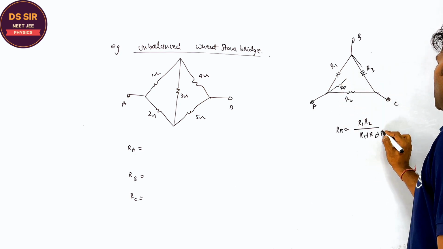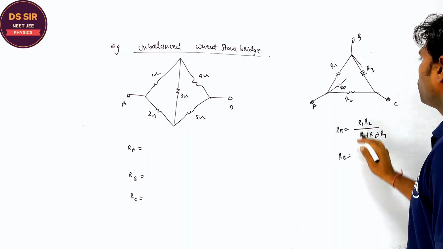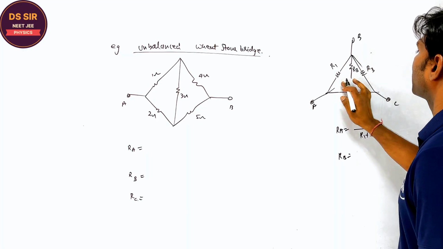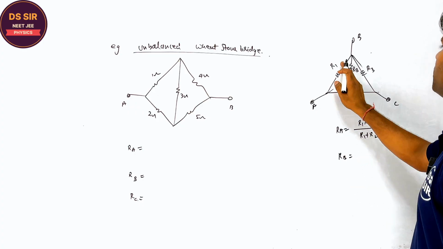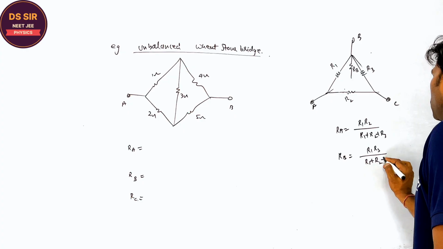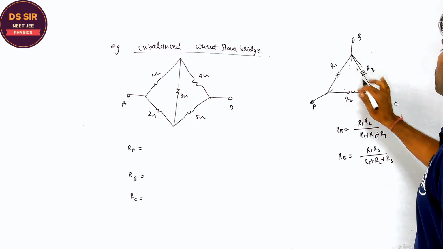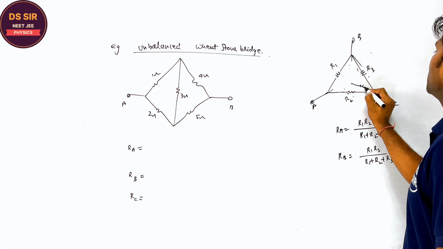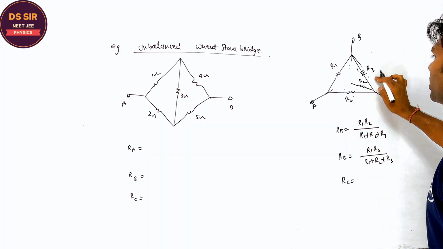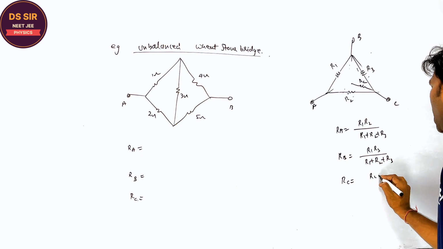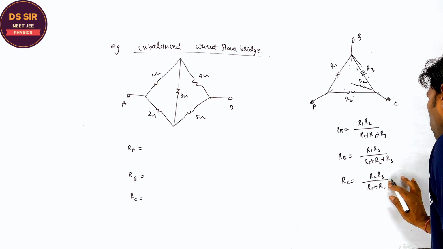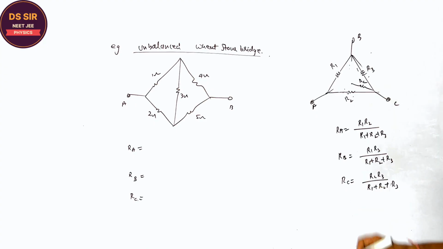In the same way, the equivalent resistance at the next corner is assumed to be RB, and the RB value is nothing but R1 R3 upon R1 plus R2 plus R3. In the same way, the equivalent resistance of the third corner is assumed to be RC, which is R2 R3, the product of the side resistances, divided by R1 plus R2 plus R3. Okay, so this is the formula we are going to use.